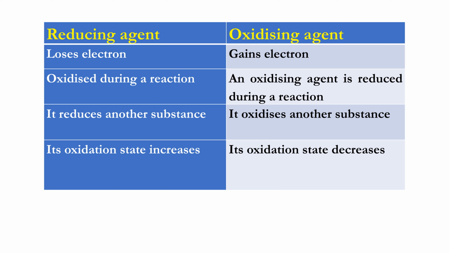The oxidation state of an oxidizing agent decreases during a chemical reaction, and the reason is because when electrons are gained, oxidation state decreases. And remember that an oxidizing agent gains electrons, and so its oxidation state must decrease. And remember again that an oxidizing agent is reduced during a chemical reaction, and an oxidizing agent oxidizes another substance since it is itself reduced during a chemical reaction. So these are some of the differences between reducing agents and oxidizing agents.